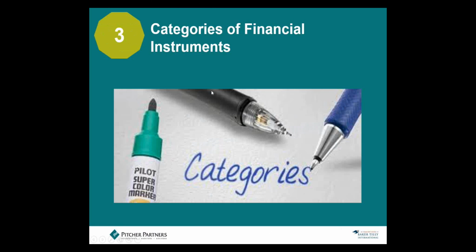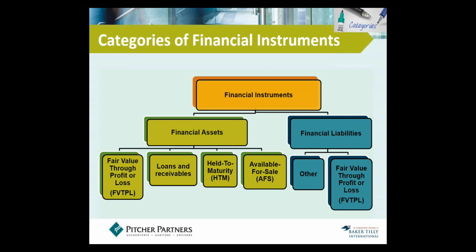So let's move on to section 3, categories of financial instruments. Now this is the key part because it drives recognition, measurement, potential reclassification or not, disclosures, etc.